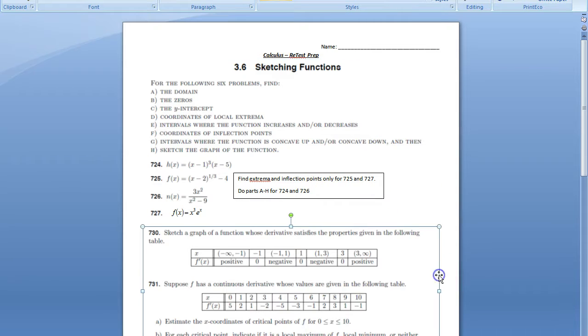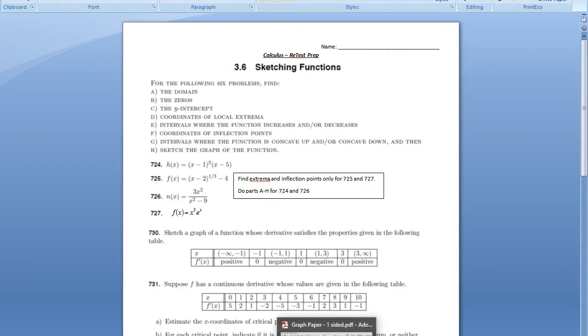The rest you're going to do for just the extrema and inflection points. So, first of all, number 724. Okay. So the function is h of x equals (x minus 1) cubed times (x minus 5).